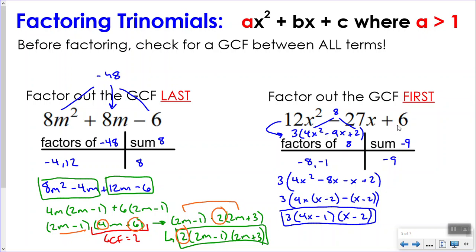If we look at the example where we factor out the GCF first, we immediately notice that we have a GCF of 3 that is common to all of the terms. So we pull that out, we multiply our 4 and our 2 together to get 8. So we're looking for factors of 8 that add up to -9. Now when I go to start factoring, I have to remember that I pulled that 3 out because we don't want to leave it out of our answer. So we have 3 times, and then we use the -8 and the -1 to split our middle term.